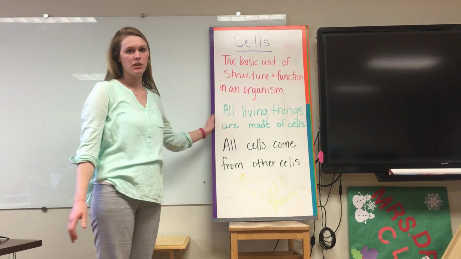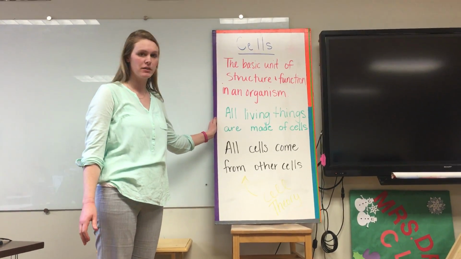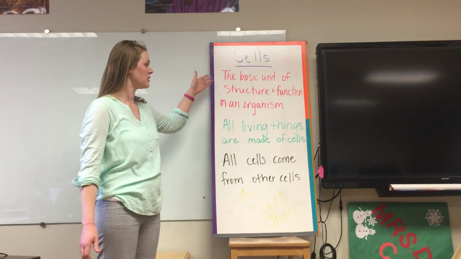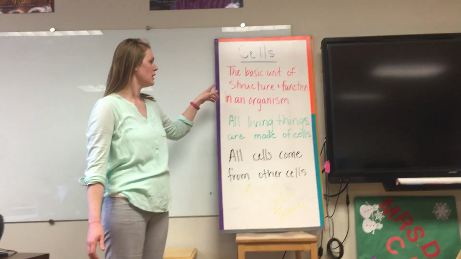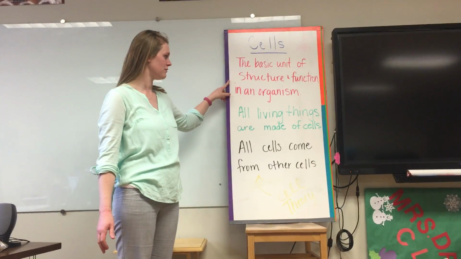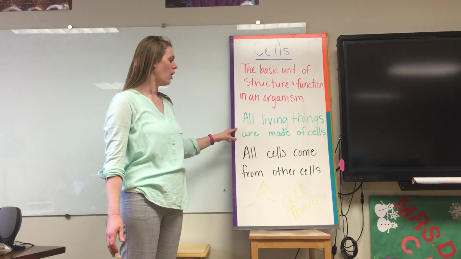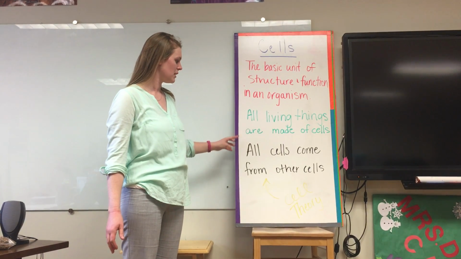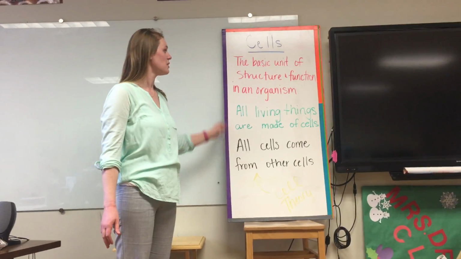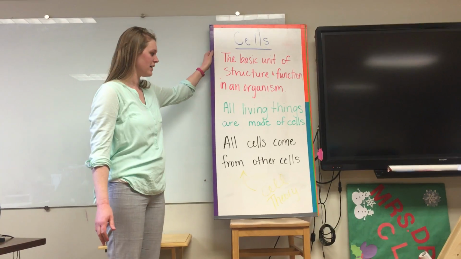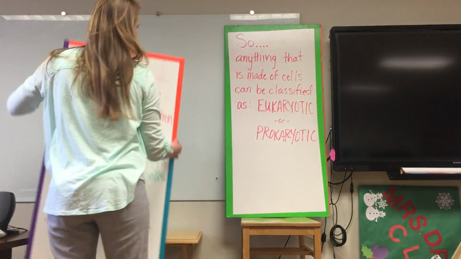All right, in the last video we talked about the cell theory and the characteristics of life. So I just want to remind you of the three parts of the cell theory. The cell is the basic unit of structure and function in an organism. All living things are made of cells, and all cells come from other cells. So if something is a living thing, then that means it is made of cells.